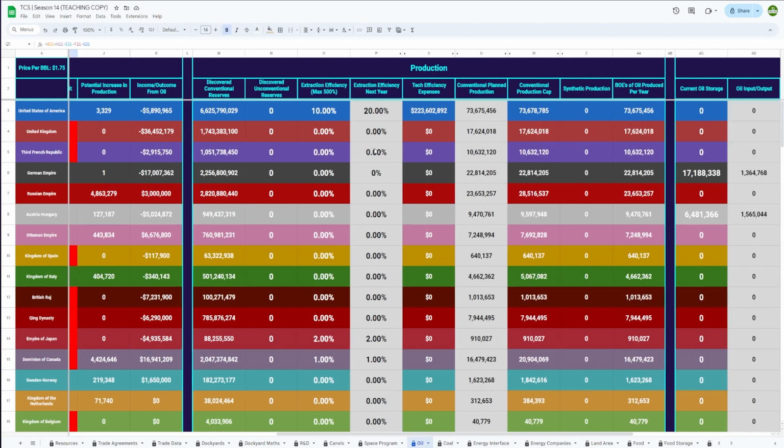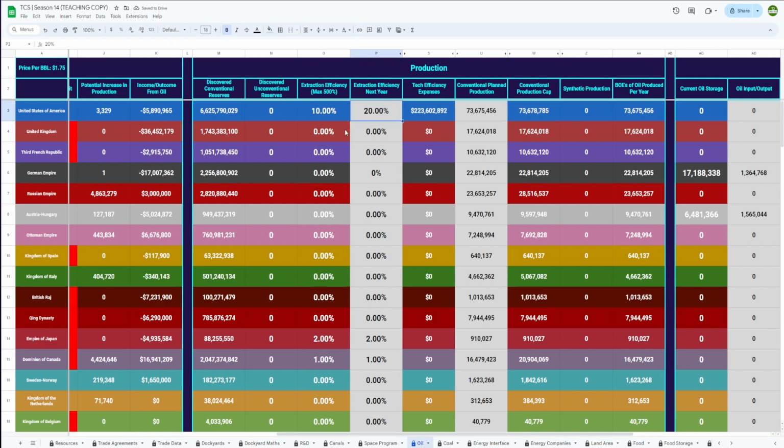Over here, we have production efficiency. So this is how many reserves you've found. Conventional being the easier to extract, cheaper reserves. Unconventional just being the harder, more expensive ones. And based upon that, it determines how many you can produce a year. So we can see the conventional production cap. This is the maximum amount you can produce each year. It is affected by this, and it is affected by your extraction efficiency. So if you have a 500% extraction efficiency, you can produce way more than you currently can.